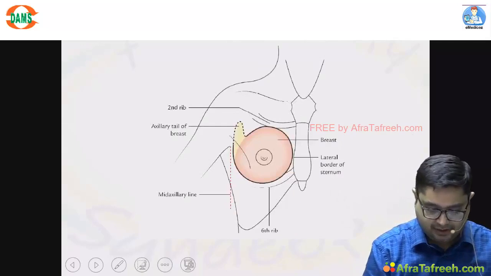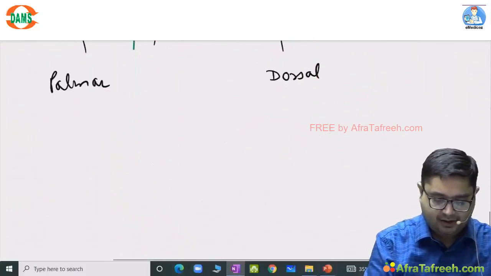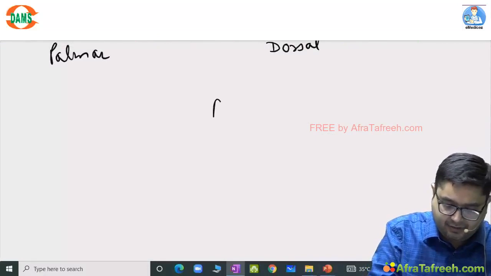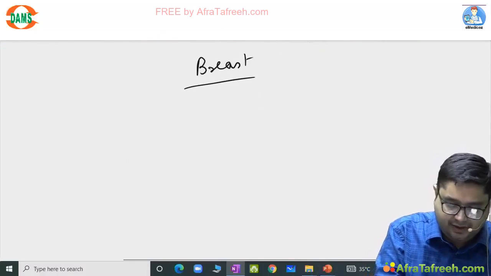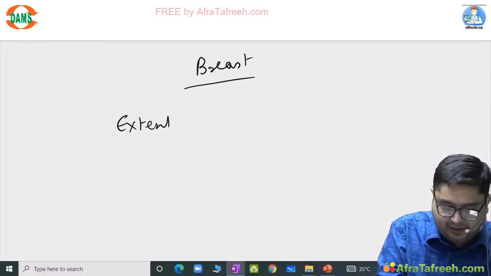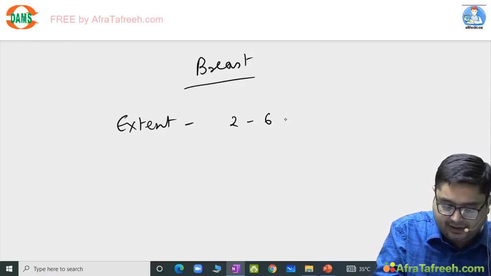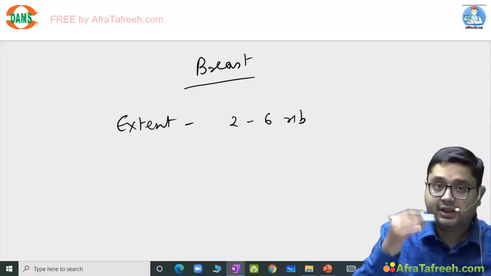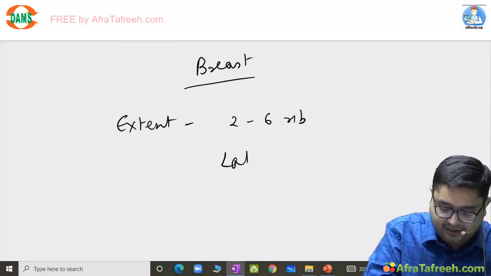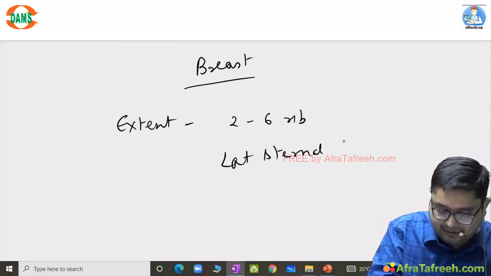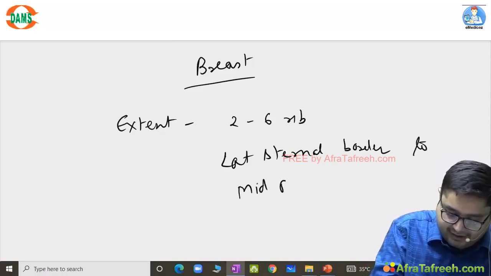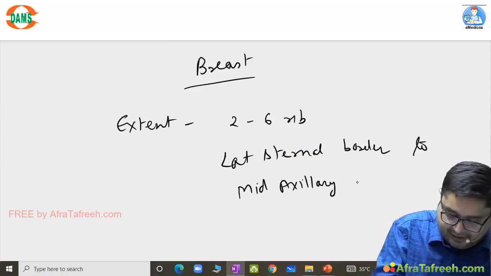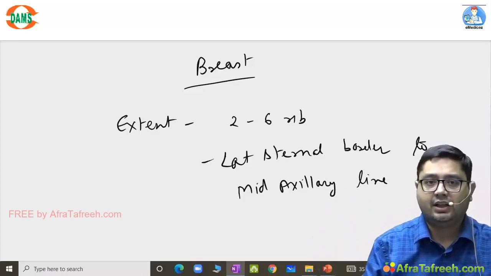So let us write down about the extent of the breast. So this is the breast tissue, and what is the extent? It is also called as mammary gland. Extent, when you say, it is from the second rib to sixth rib, that is the vertical extent, and from the lateral sternal border to mid axillary line, right? So these are the vertical and the horizontal extent.